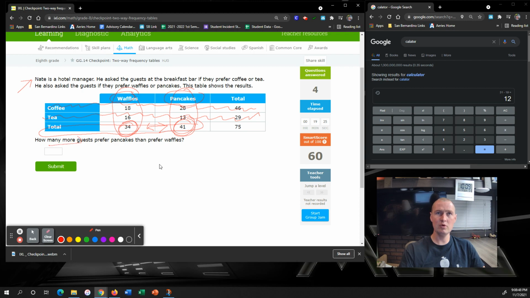All right, the words "how many more" mean subtract. We're going to subtract the waffles from the pancakes. So if we have 41 pancakes subtracted by the 34 waffles, pancakes in this case are more popular. We're going to have 41 pancake lovers subtract 34 waffle lovers. It's going to leave us with 7 more people who would rather have the pancakes than the waffles. So our answer here is 7.